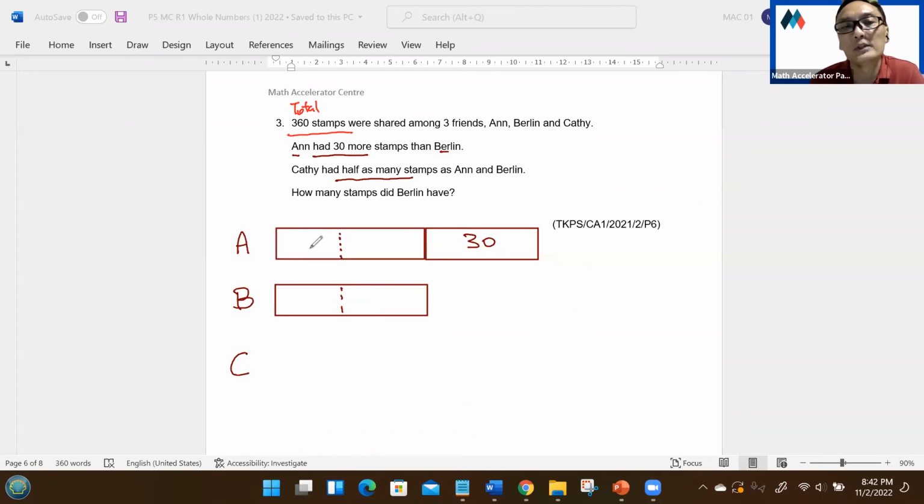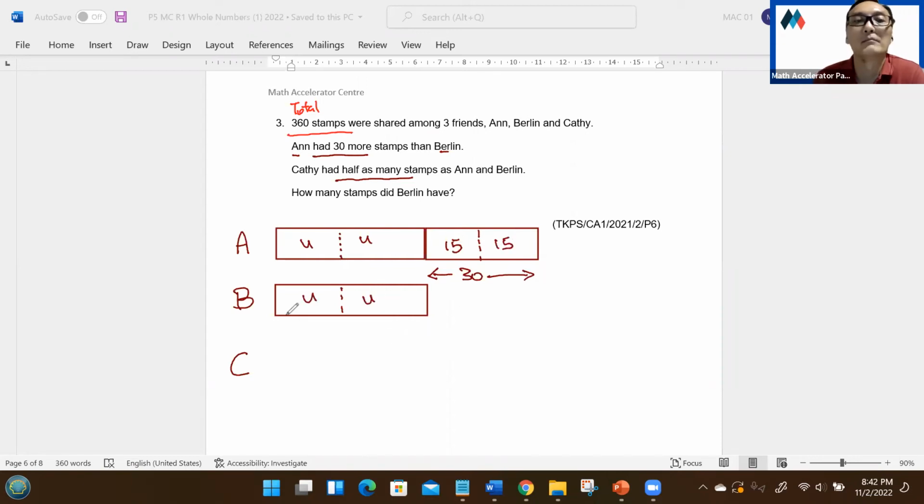So this unit we divide by 2, that's fine. Since we have 2 units, then 1 unit we can assign to Cathy. And then this is 30. So we also have to divide 30 by 2. Can you tell me what should I put over here? 15, right? Because the whole thing is 30. So each of them must be 15.